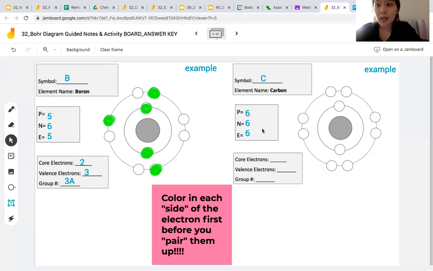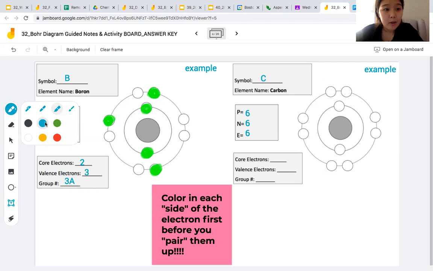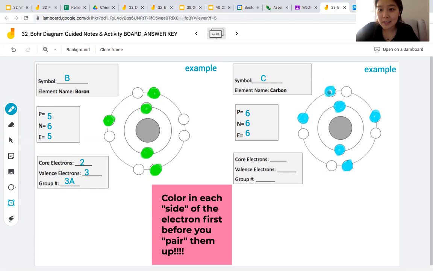All right, let's do carbon. Carbon has 6. So I'll change it up here. We have 1, 2, 3, 4, 5, 6. All right, so that's 6 electrons. And notice I don't pair up the electrons, but you'll see in the next example when I do pair up.